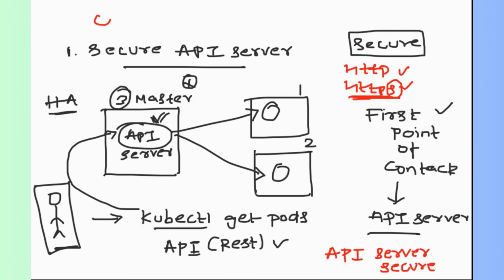Okay, why will it be compromised? Because anybody trying to access your Kubernetes cluster through the API server can easily enter, because your Kubernetes API server is not secure. So as a DevSecOps engineer, you have to secure your Kubernetes API server. Okay, now how do you do that?